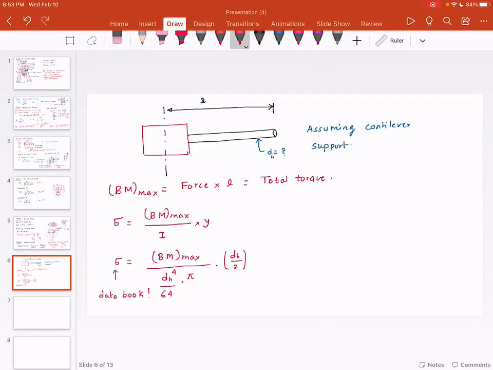And depending upon the handle, you can use a cast iron handle, a mild steel handle, or a rebar. But with that, you should be able to find out the diameter of the handle.